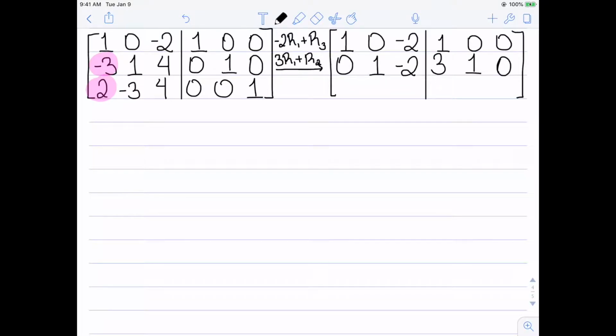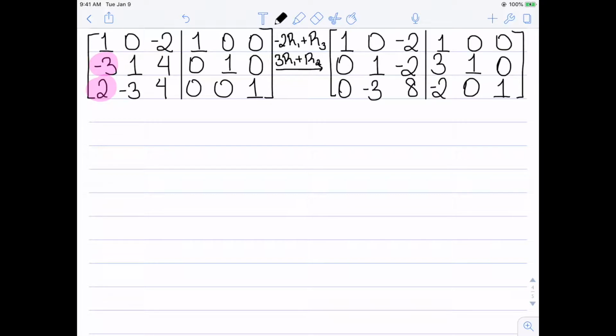In order to turn that into a 0, I need to do negative 2 row 1 plus row 3. So negative 2 times 1 is negative 2, plus 2 is 0. Negative 2 times 0 is 0, minus 3 is negative 3. Negative 2 times negative 2 is 4, plus 4 is 8. Negative 2 times 1 is negative 2, plus 0 is negative 2. Negative 2 times 0 is 0, plus 0 is 0. And negative 2 times 0 is 0, plus 1 is 1. I now have my first column exactly the way I want it to be.